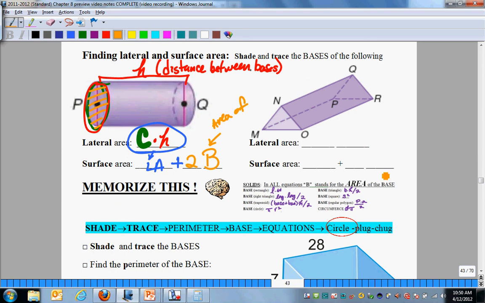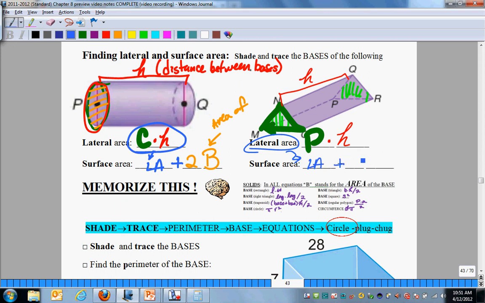In a prism, we start by finding the perimeter of the bases. So we trace and shade our bases. We shade the bases, and then we trace. So we find the perimeter of one base, times the height. Height is distance between the bases. That would be considered the lateral area, and then the surface area is the lateral area again, plus the area of 2 bases. Capital B means area of.